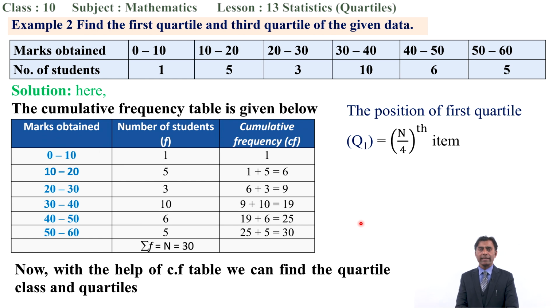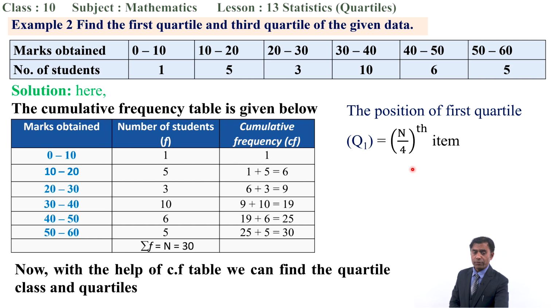So how to find the first quartile? Now let's start to find the first quartile. Do you have any idea? Look here, for the position of the first quartile, Q1 is the n upon fourth item. In case of individual data, it was n plus 1 by 4. But in continuous data, we have only the n by fourth item. That's the difference between individual and discrete data and continuous series.